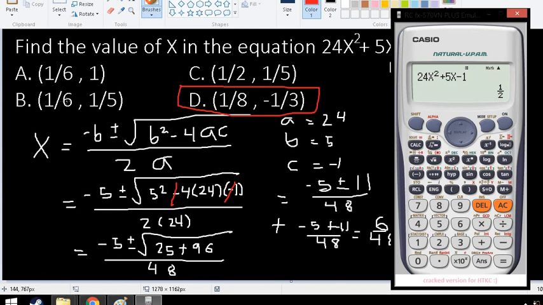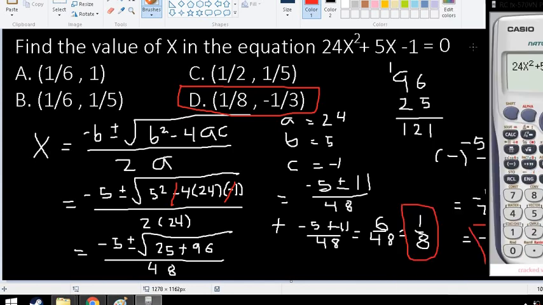B also has 1/6, but it's also not equal to 0, so let's try letter C, which has the value 1/2 for x. Equals, we get 7.5, which is also not equal to 0. We will try the answers for letter D, which is 1/8. Equals, it equates to 0, so the value is true.